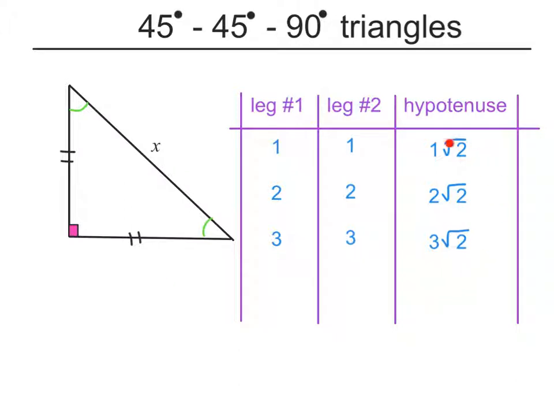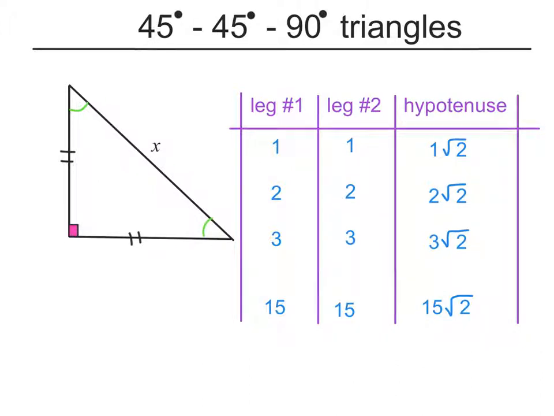So look at the pattern here: 1, 1, 1 root 2; 2, 2, 2 root 2; 3, 3, 3 root 2. Now do you see it? Let's test your theory out. If the first leg has a measure of 15 and the second leg has a measure of 15, what should the hypotenuse be? If you guessed 15 root 2, you're right, and you see the pattern.